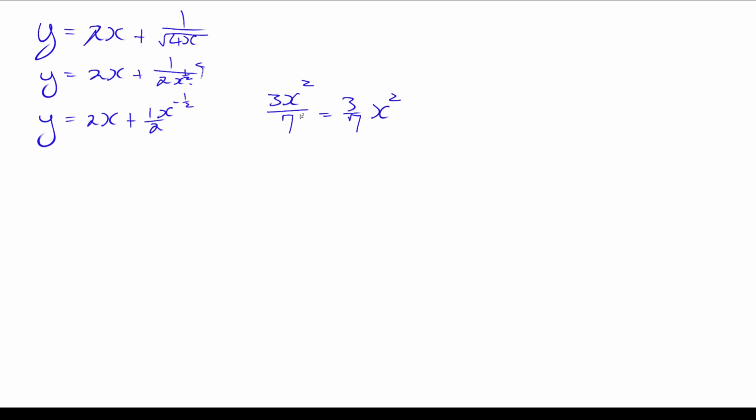And why is it the same? Because technically this thing is the same as 3 over 7 times x squared over 1. And that's just, we multiply the top and we multiply the bottom, and that's just 3x squared over 7 again. All right, this way of writing it is easier for graphs and easier for differentiation. So I'm just going to write it like that.